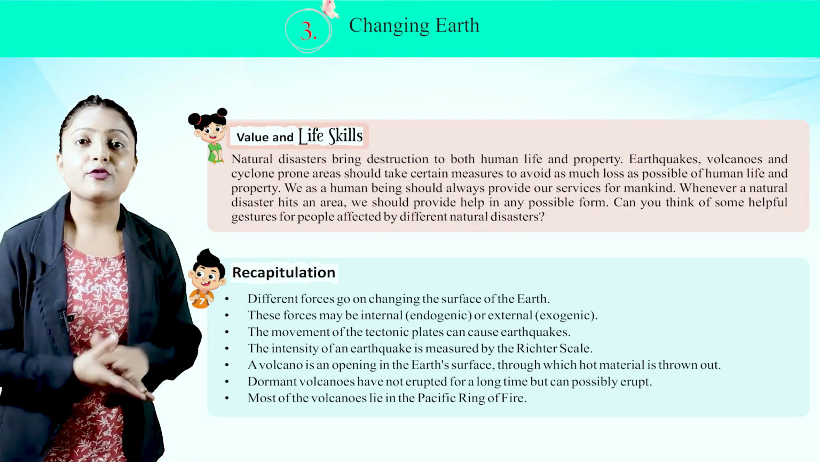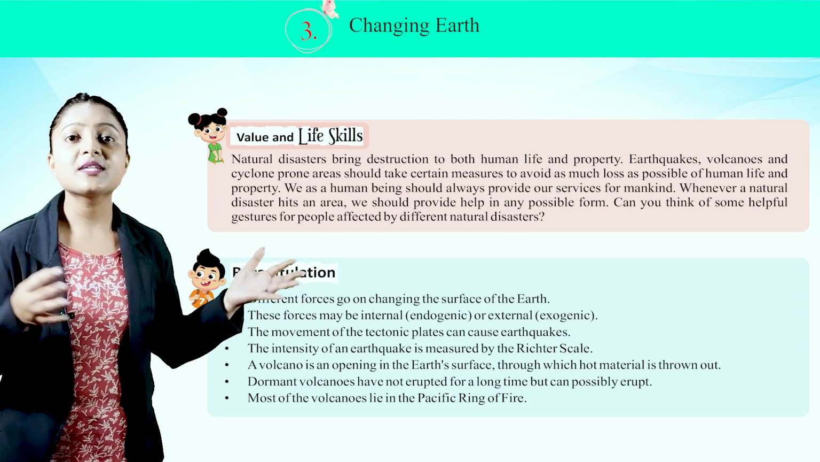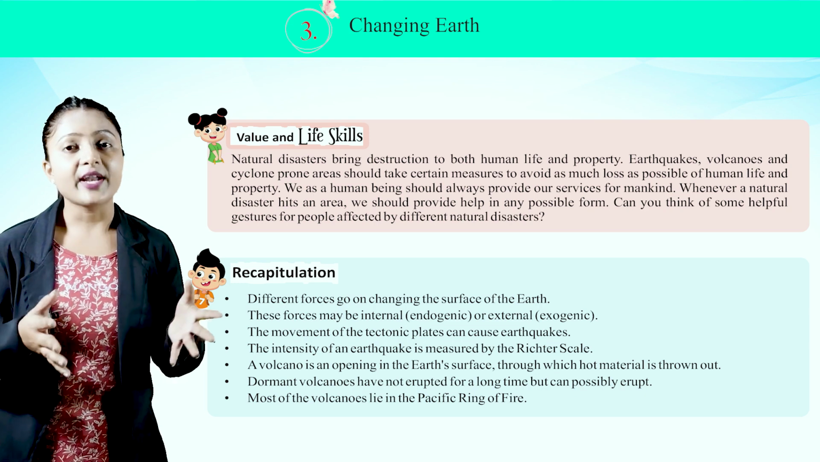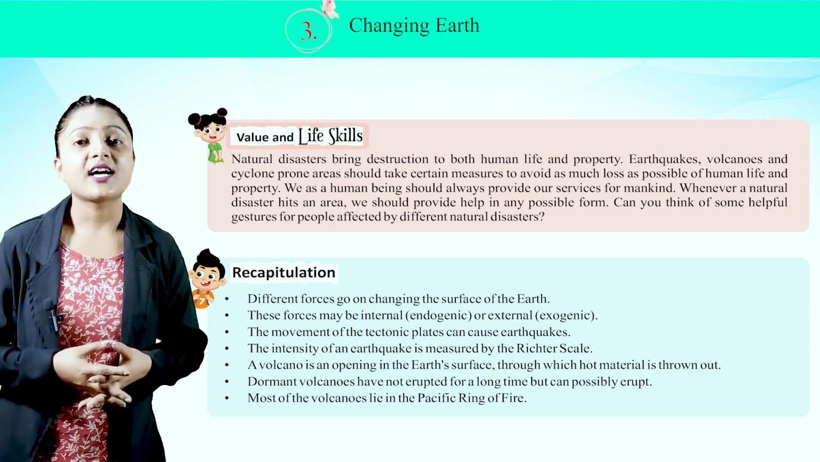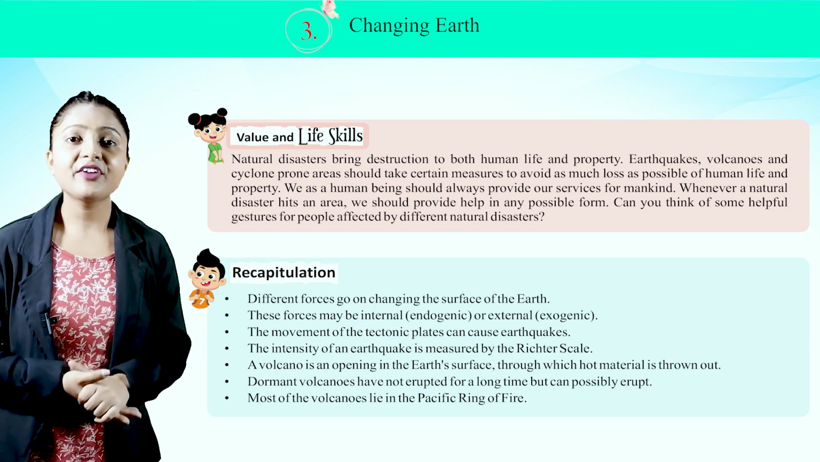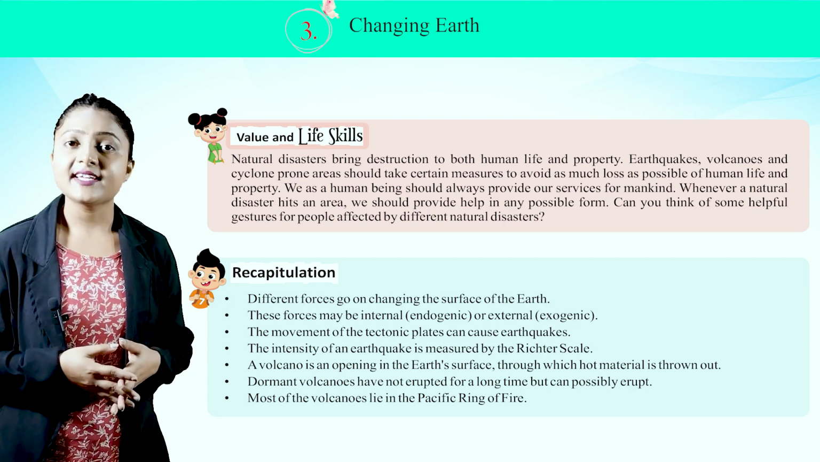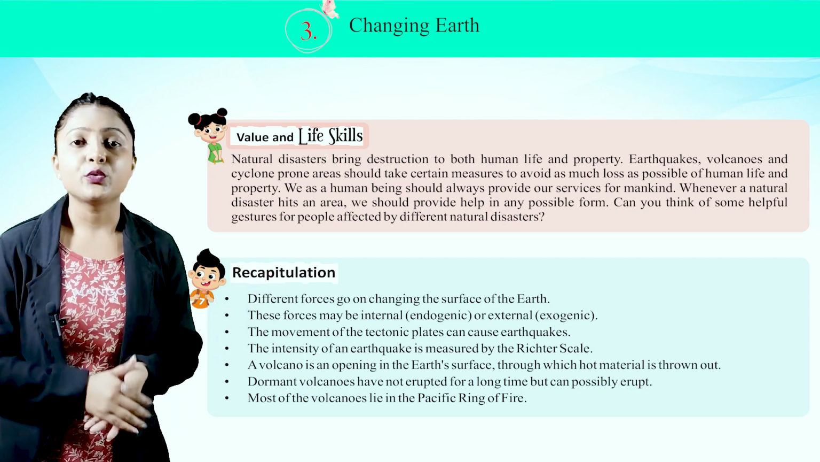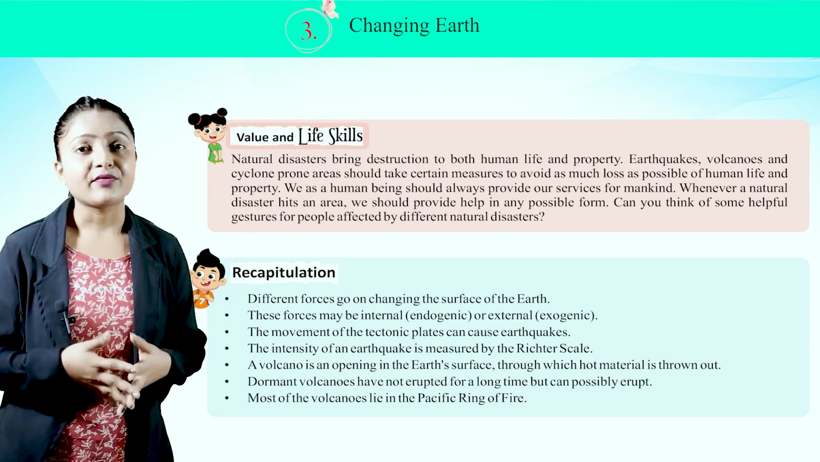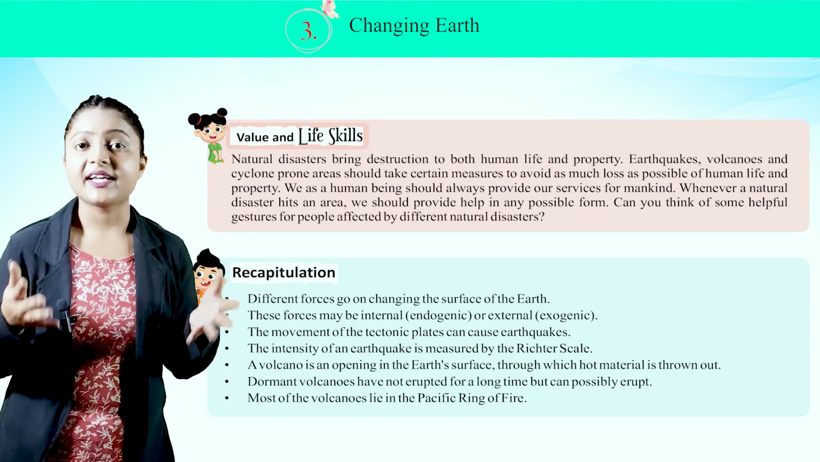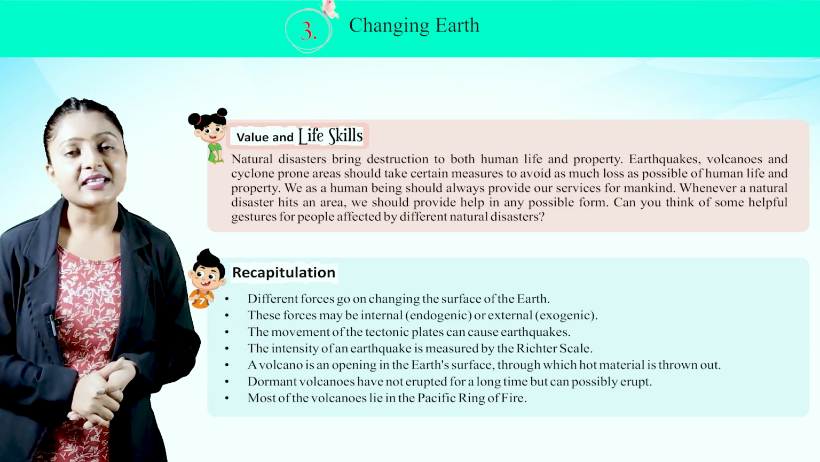Recapitulation. Different forces go on changing the surface of the earth. These forces may be internal, endogenic, or external, exogenic. The movements of the tectonic plates can cause earthquakes. The intensity of an earthquake is measured by the Richter scale. A volcano is an opening in the earth's surface through which hot material is thrown out. Dormant volcanoes have not erupted for a long time but can possibly erupt. Most of the volcanoes lie in the Pacific Ring of Fire.